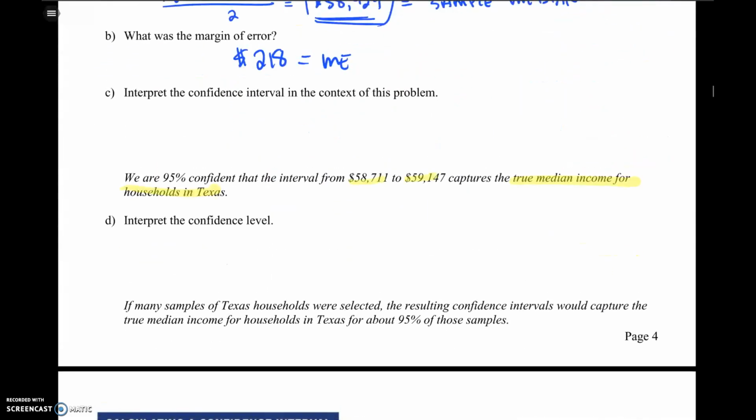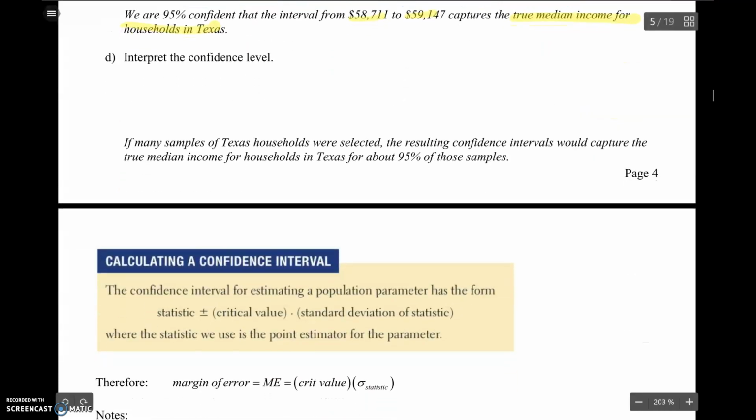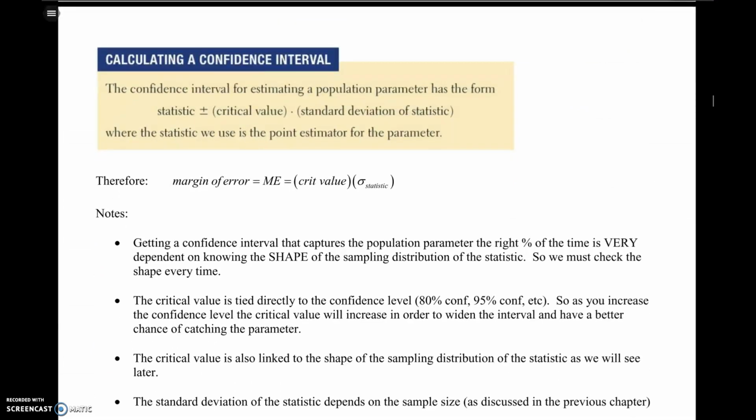Interpret the confidence level. What does it mean to be 95% confident? Well, that means if many samples of Texas households were selected, the resulting confidence intervals would capture the true median in about 95% of those samples. Just need to practice the wording, understand it, I guess.